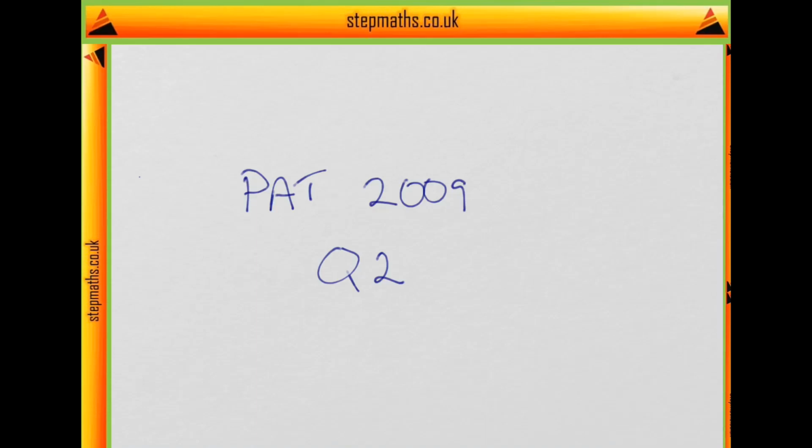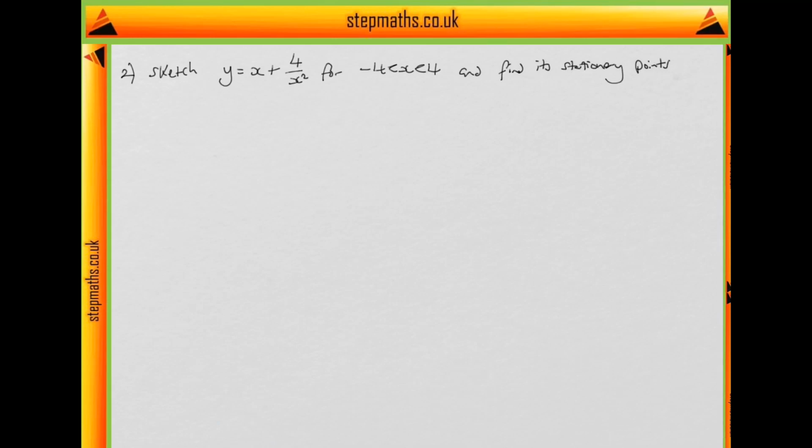Hi, today we're going to go through the PAP paper from 2009 looking at question 2. Okay, so question 2 asks us to sketch the curve y equals x squared plus 4 over x squared for minus 4 less than x less than 4 and to find the stationary points.